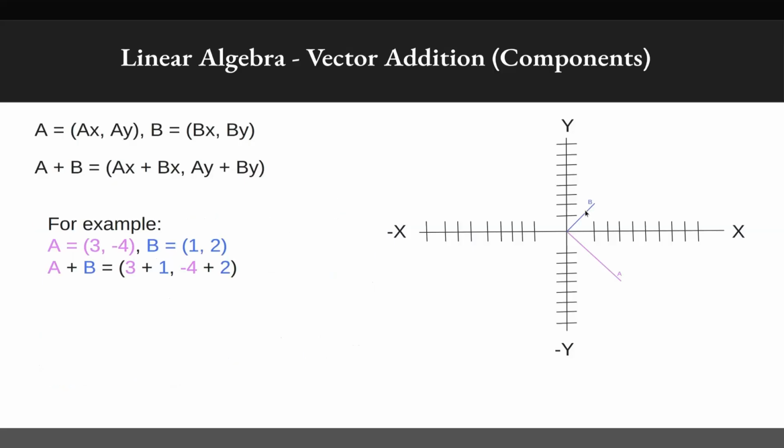Anyways, algebraic addition is simpler. So we add components by component, x with x, y with y. Example, a is equal to (3, -4), and b is equal to (1, 2). So if we combine a plus b, 3 plus 1, and -4 plus 2, which should be equal to (4, -2). So the components already encode the direction, so adding them directly gives the resultant vector.